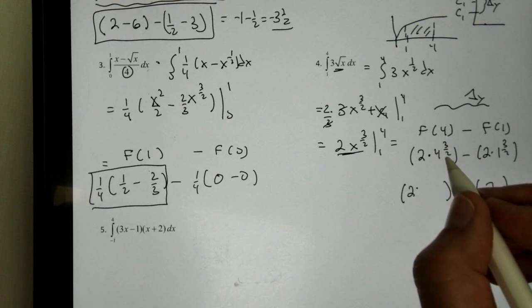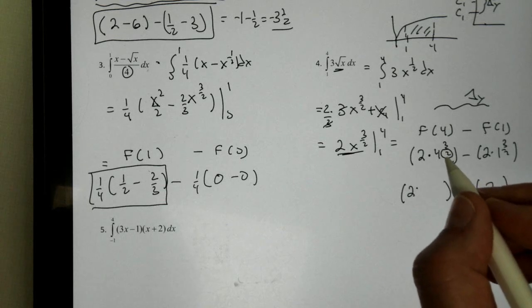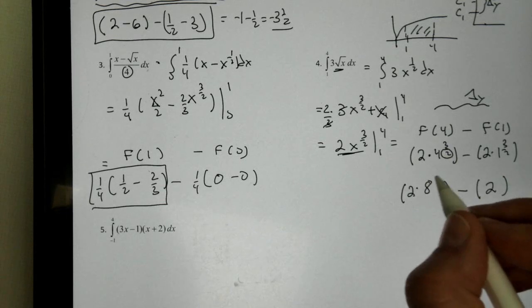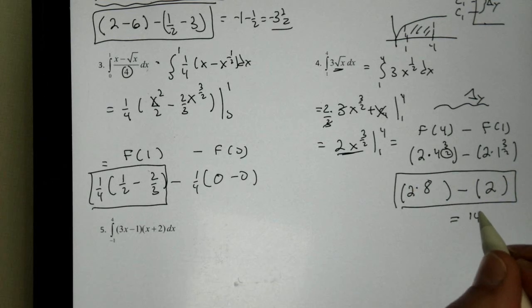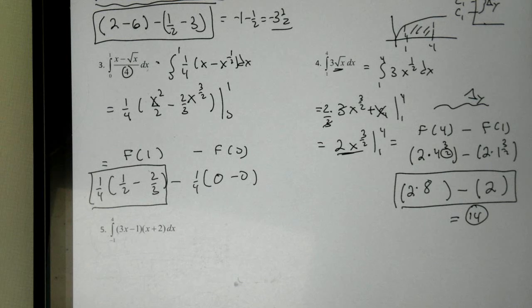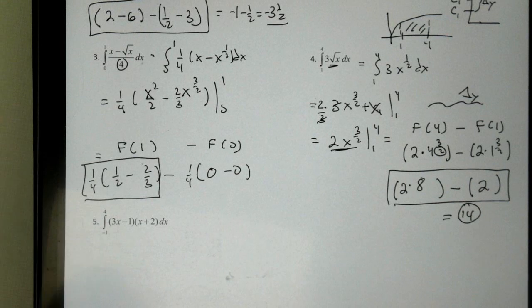The square root of 4 is 2. We do the root first. The square root of 4 is 2. 2 cubed is 8. And you can leave it like this, that's even better looking. Or you can make it 14 if you like. That's 16 minus 2. But we do expect you to be able to simplify easy exponentials like that.